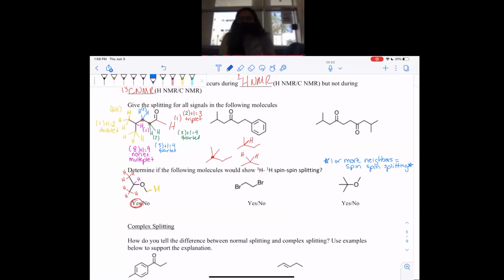So yes, the question is the yellow one doesn't. So yes and no, the yellow one does not have any neighbors, but in order for a molecule to show splitting, you just need at least one signal to be higher than a singlet. So as long as one hydrogen has a neighbor, you're good. It doesn't have to be all of them. Does that make sense, kind of the way I said that? Cool.